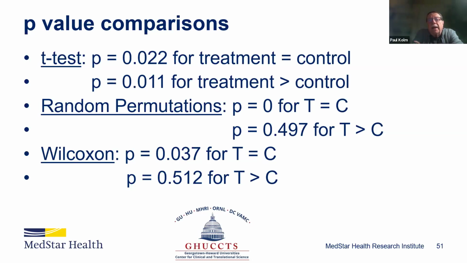And then if we want to test whether the treatment is just greater than control, we get a p-value of 0.497. And in the Wilcoxon, we get a significant value for the treatment equal to control? So we'd have to conclude that it's not. But if we're testing whether the treatment is just greater than control, then we get the p-value of 0.51.